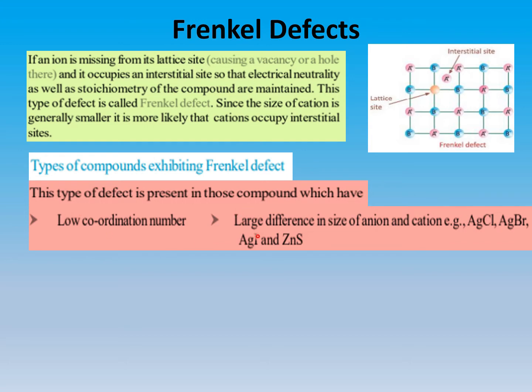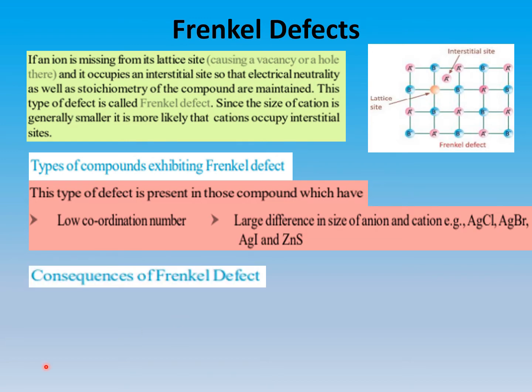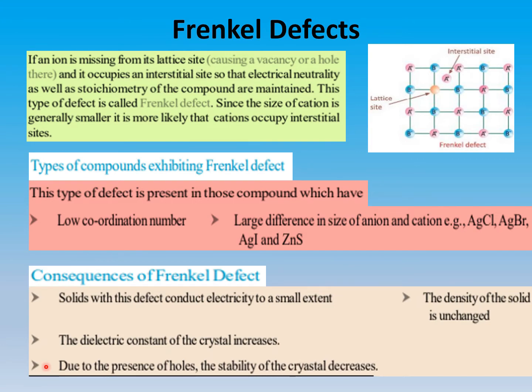And for the Schottky, the sizes of the anion and cation will be the same. But here, there is a large difference between the sizes of the anion and the cation: AgCl, silver chloride, silver bromide, silver iodide and zinc sulfide. The difference in cation and anion size will be there. That's why the cation is very small and goes into the interstitial sites. And what are the consequences? If the Frenkel defect is there in the crystal, what consequences do we feel?